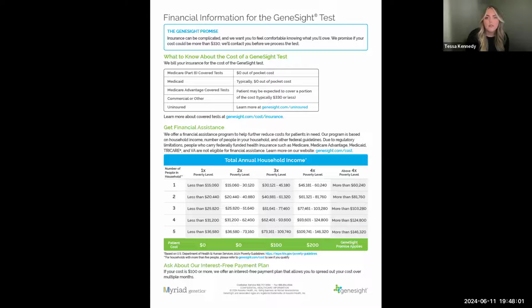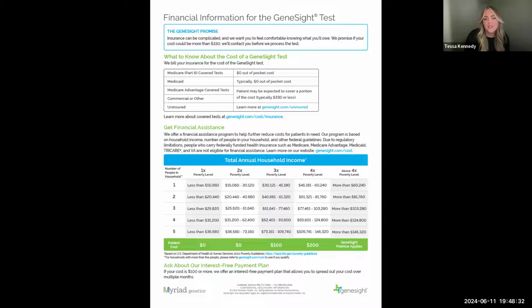But there are times where a patient can still be required to pay a portion of that cost. Typically, we see that around $330 or less. But I like to call out here too, for any patients worried, we actually have a GeneSight promise where if it looks like a patient could pay more than $330, we hold the process. We reach out to them many times to make sure they're familiar with our financial assistance system set up for them, as well as interest-free payment plans.